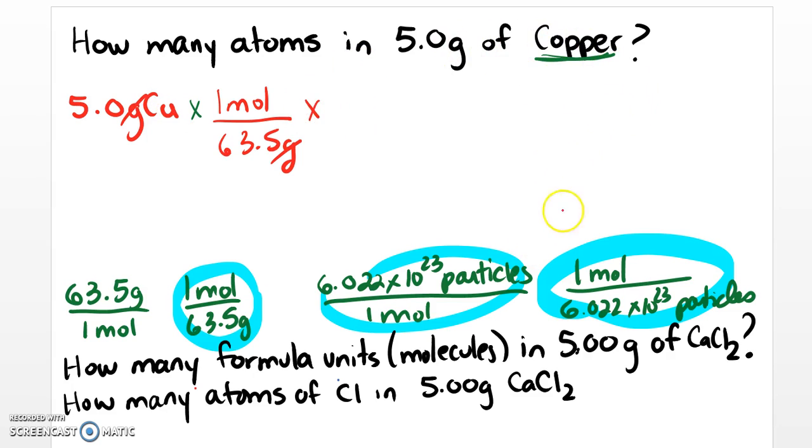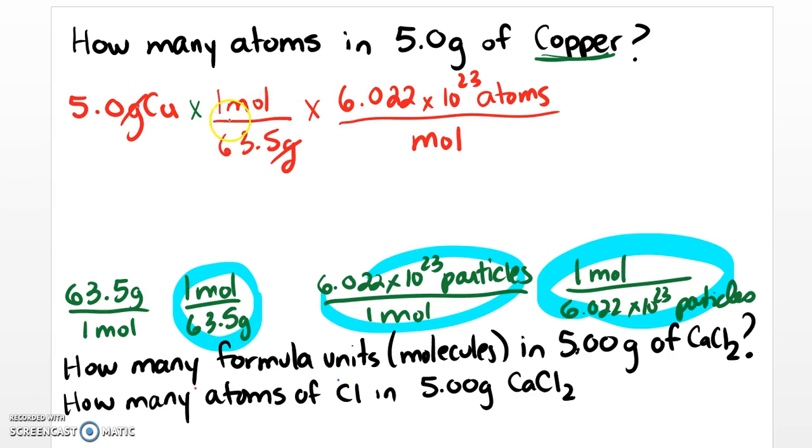Now I want to get atoms, so am I going to use this one here or this one here? We want to get rid of moles, so let's choose 6.022 times 10 to the 23. It's not particles, these are atoms. So 6.022 times 10 to the 23 atoms in a mole. Notice my moles will cancel and my answer will be in atoms. So put all those numbers in your calculator and you will get 2.7 times 10 to the 22. So make sure you get that number in your calculator when you're trying to figure it out.